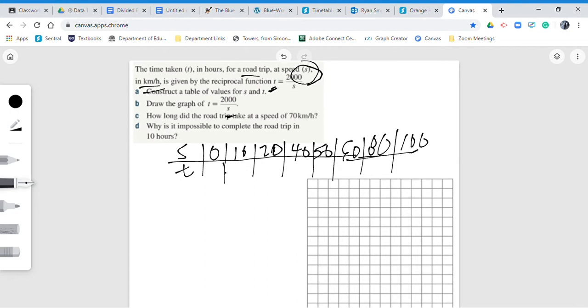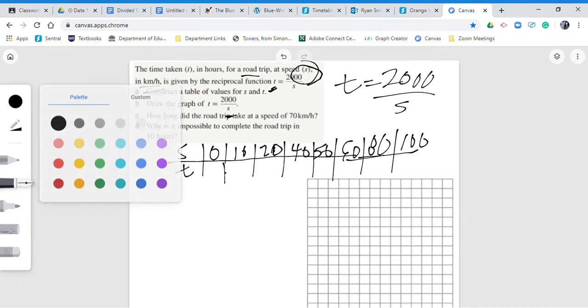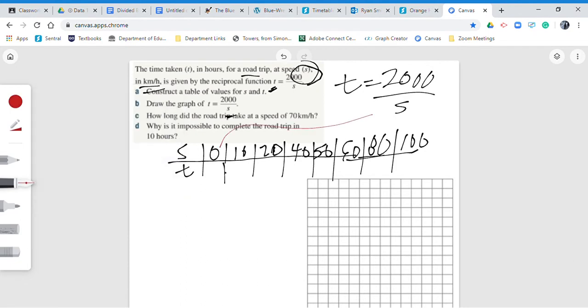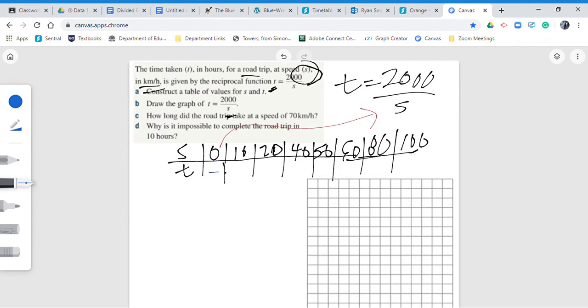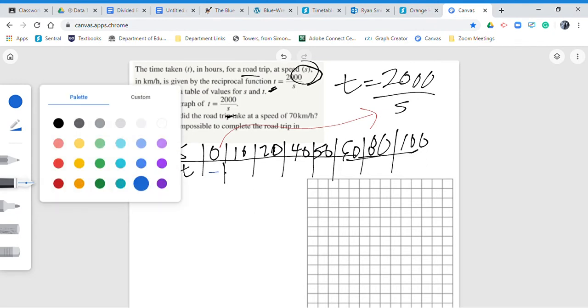So now I start completing my table of values using t equals 2000 over s. So I'm going to now substitute these values in here on my calculator, okay? So if I substitute 0 in and I have 2000 over 0, that's going to make no sense. It's going to be undefined. So I'll just draw a line through there because that's not possible. We do not actually get a value for that. So I just wanted to make sure I reviewed that with you really quick.